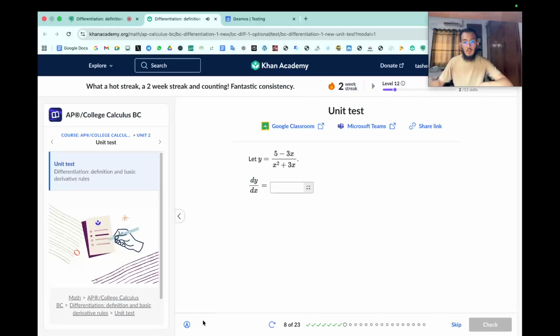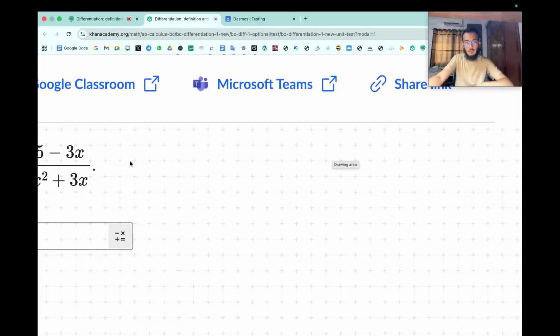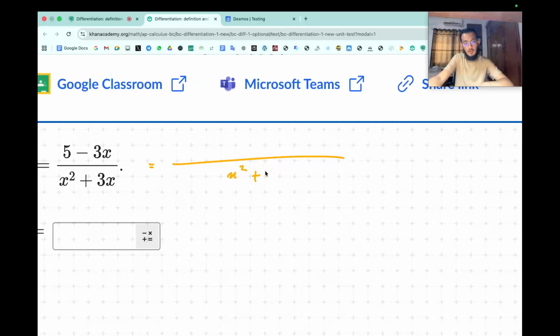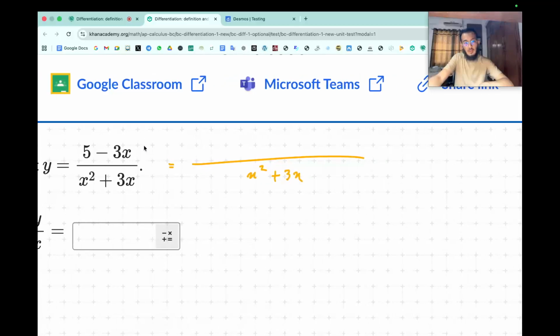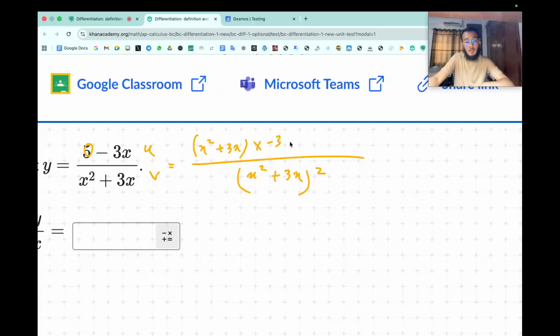Okay, so for this one we need the quotient rule. I'm going to differentiate this. Denominator squared, x squared plus 3x. So this is u, this is v, v squared. v times differentiation of u, which is negative 3. The differentiation of the constant is 0, and negative 3x is negative 3, minus u.